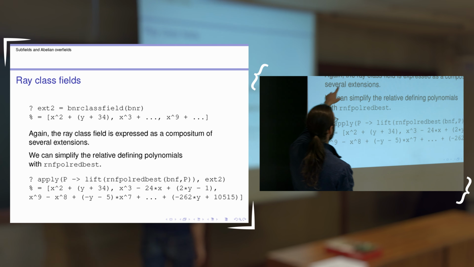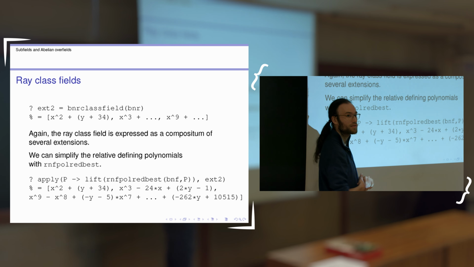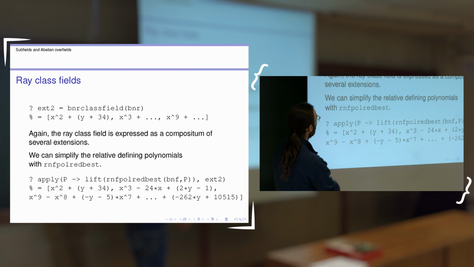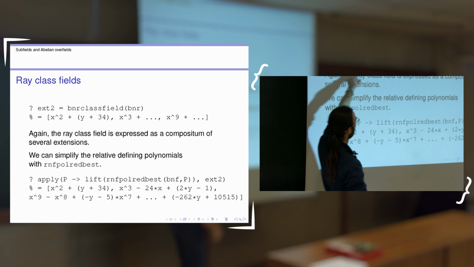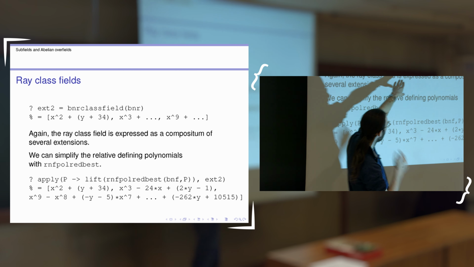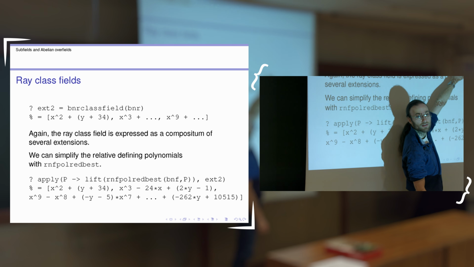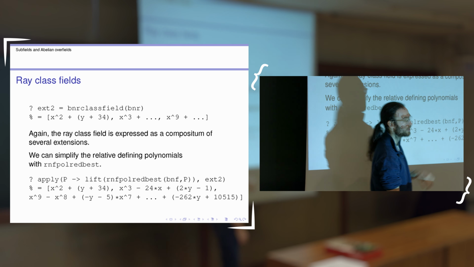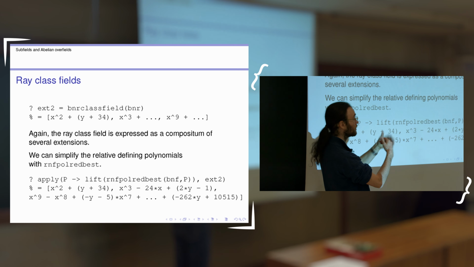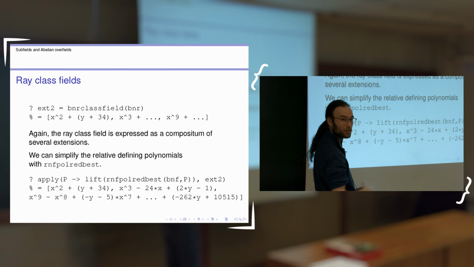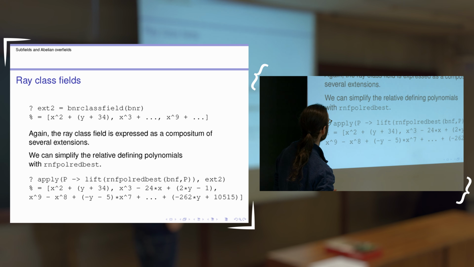So here we call bnrclassfield of this BNR. And it returns 3 polynomials of degree 2, 3, and 9. So this one defines a cyclic degree 9 extension that was actually internally constructed as a tower of two degree 3 extensions.